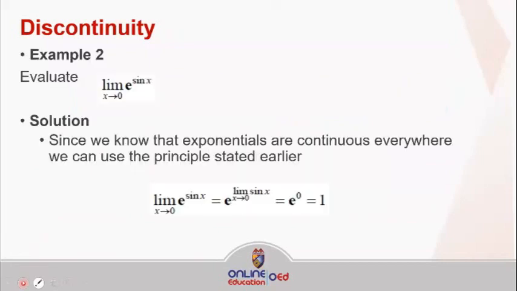Let's say this is our problem. Evaluate the limit of e raised to sine x where x is approaching 0. For the solution, since we know that exponentials are continuous everywhere, we can use the principle stated earlier. So our rule from earlier can be used here, where the limit of e raised to sine x as x approaches 0 is equal to e raised to 0. And e raised to 0, when you use a calculator, is equivalent to 1.